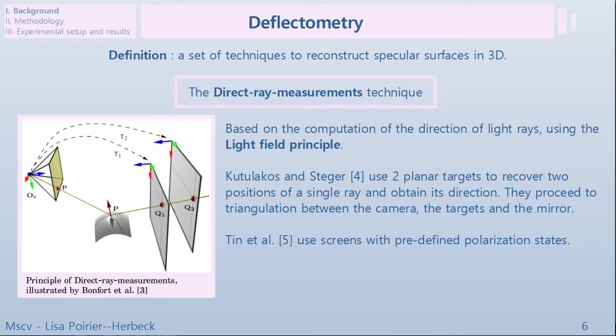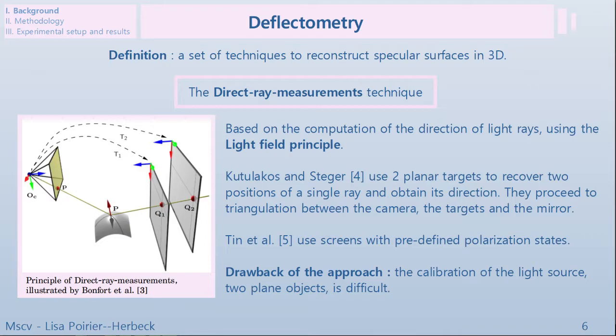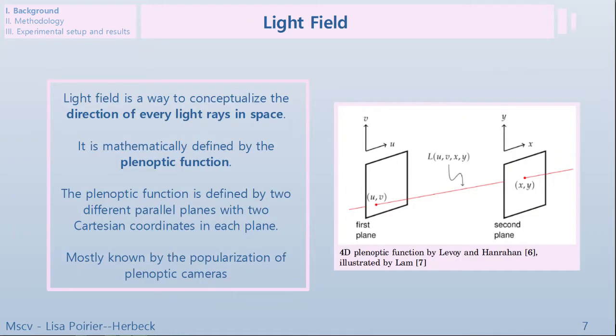Another example of method is by Tin, who uses a screen with predefined polarization states. So the main drawback of direct ray measurement is also the calibration of the light source, still because of big plane light objects. So now, what is the light field principle?